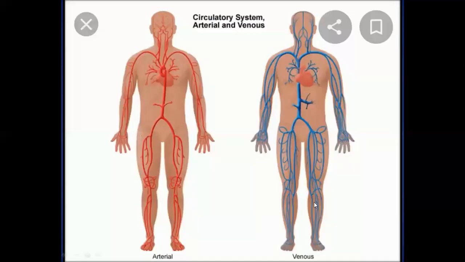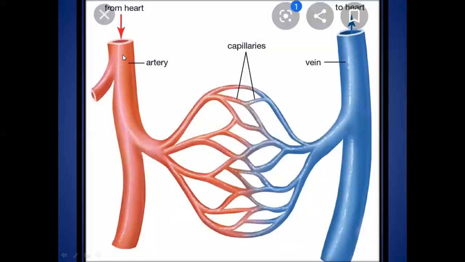In this image, you can see all the red color arteries. It is called arterial system, and the blue color veins, it is called venous system. About these systems separately, inshallah, you will learn in higher classes. I told you that the arteries divide into smaller tubes called capillaries, and then those capillaries, smaller tubes, again rejoin, and then they form a large tube called vein.